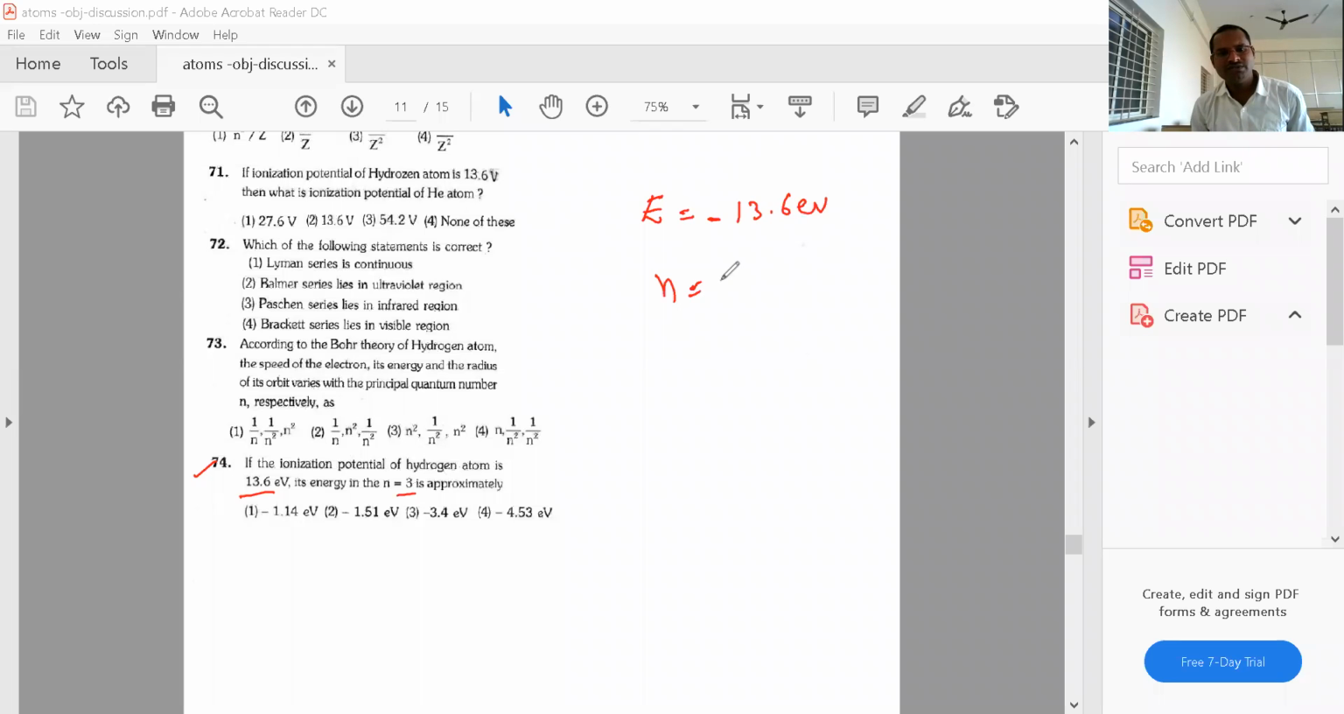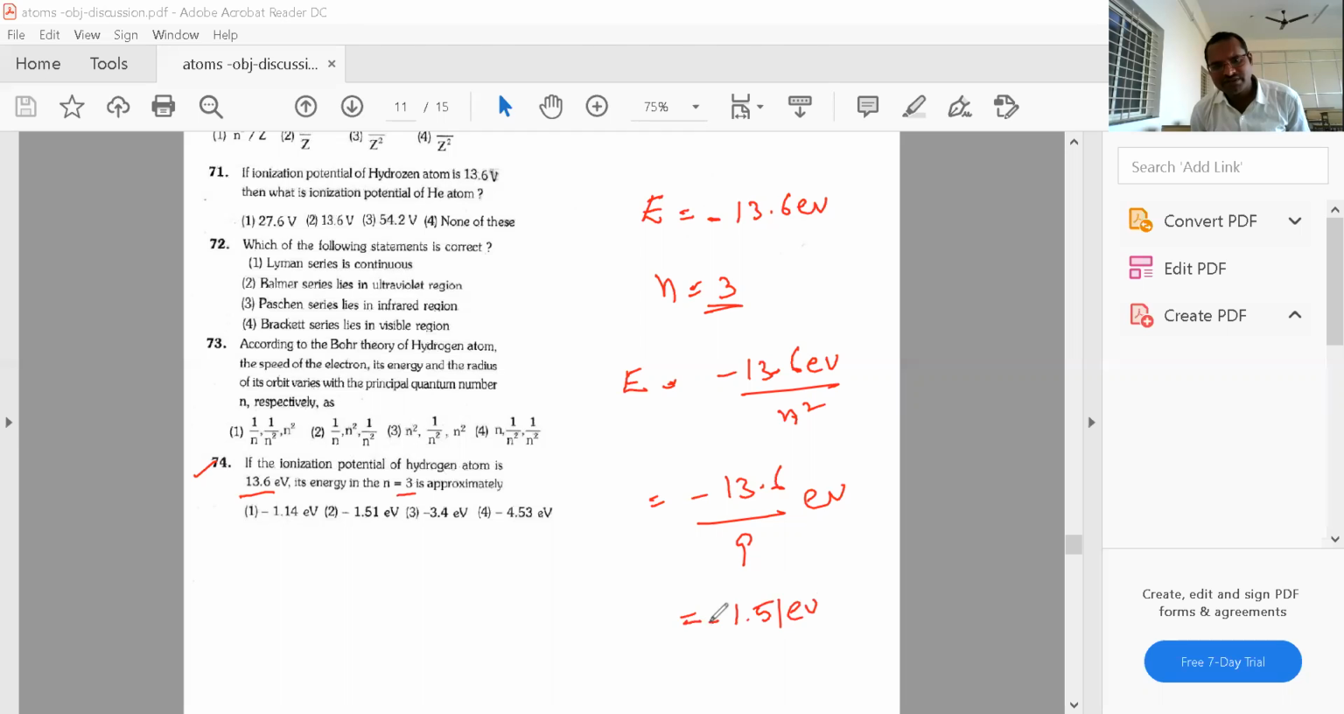Now, when n is equal to 3, what is the energy? You know, energy is equal to minus 13.6 electron volt upon n square. Minus 13.6 upon n square, 3 square is 9, no? Yes. So 13.6 by 9, what will you get? 13.6 by 9 is 1.51 electron volt with negative sign. Yes, this is the right answer. Minus 1.51 electron volt. Do these calculations. You have to divide 13.6 by 9.